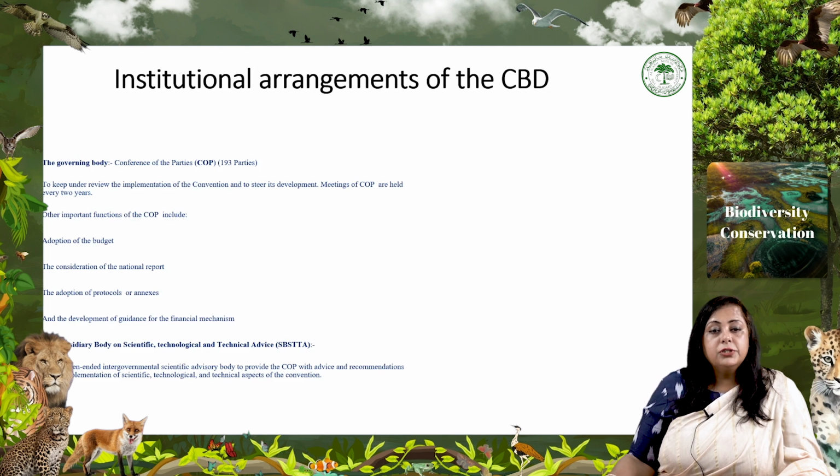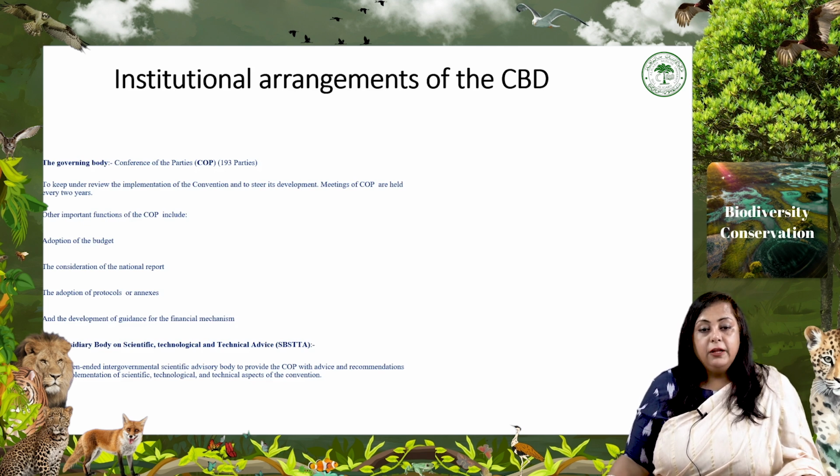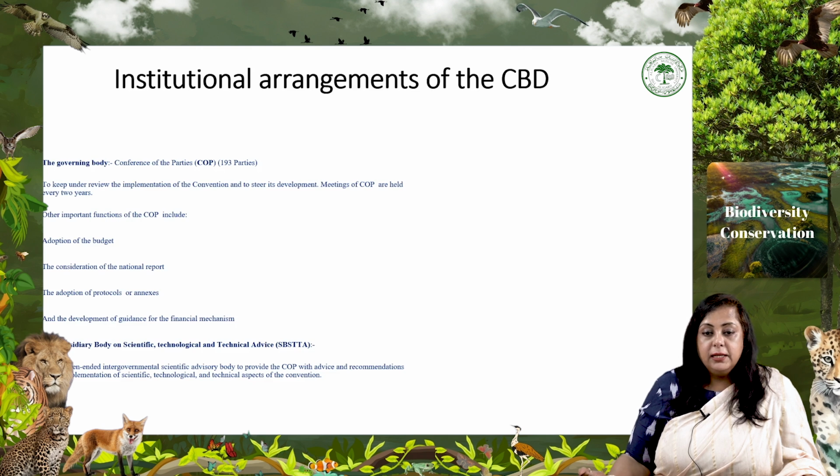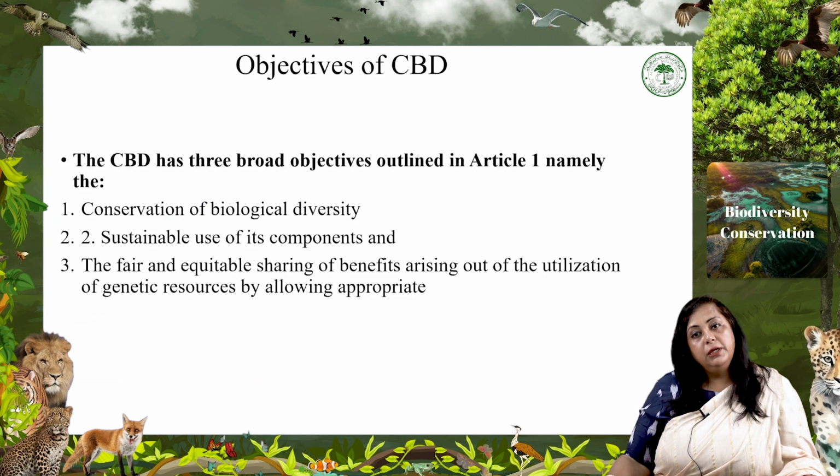Other important functions of the COP include adoption of the budget, consideration of the national reports, adoption of the protocols or annexes, and development of guidance for the financial mechanism. The Subsidiary Body on Scientific, Technical and Technological Advice, SBSTTA, is an open-ended intergovernmental scientific advisory body that provides the COP with advice and recommendations on the implementation of the scientific, technological and technical aspects of the convention.